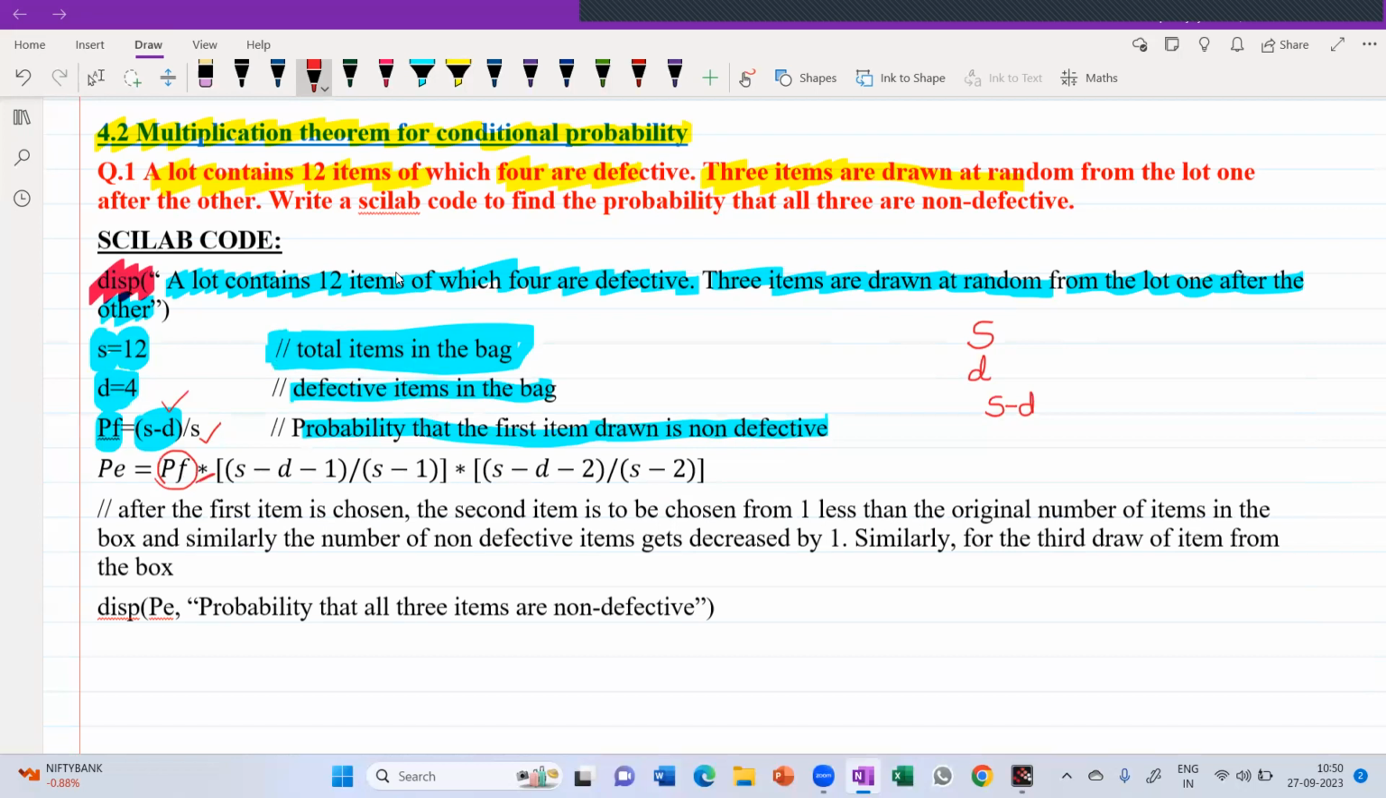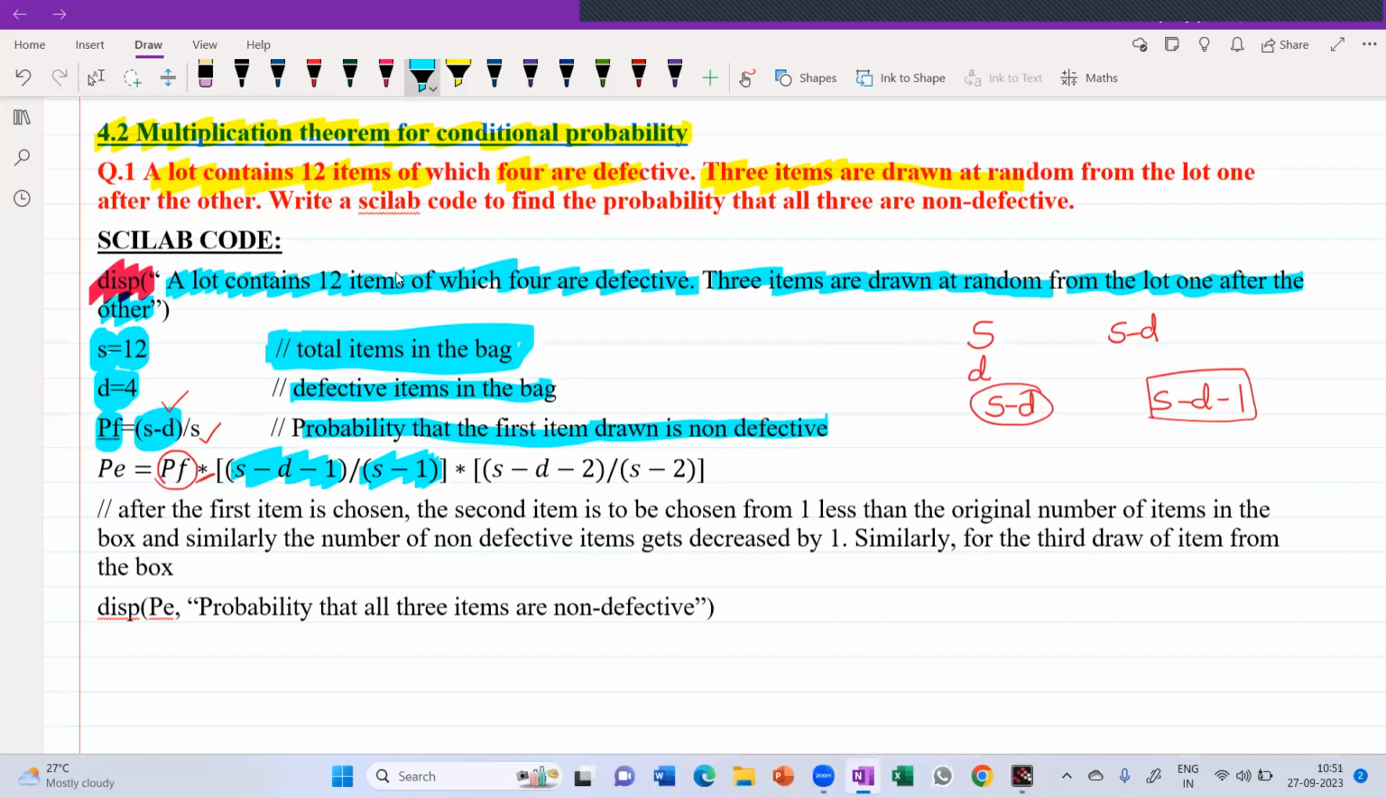Now, once you draw S minus D item, how many items are left with you? Non-defective S minus D minus 1, because total non-defective items were S minus D. Since you have removed one non-defective item, we are left with S minus D minus 1 items for the second draw. So here I have written S minus D minus 1 upon total number of items, which is going to be 1 less. So 1 less is S minus 1.